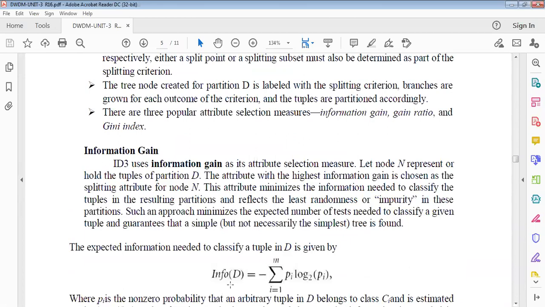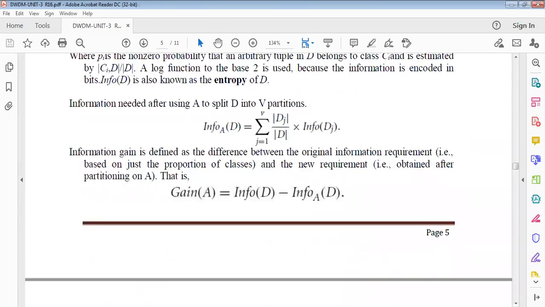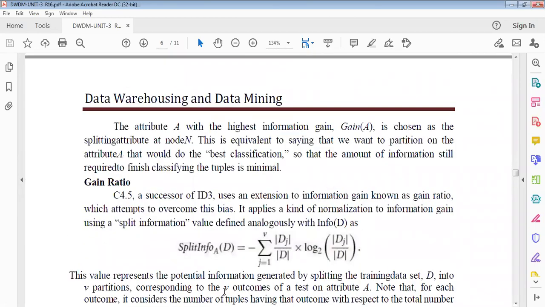And the next one is gain ratio. So here, how can we find the gain ratio? C4.5, the successor of ID3.